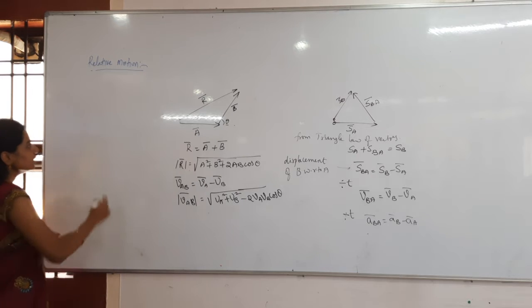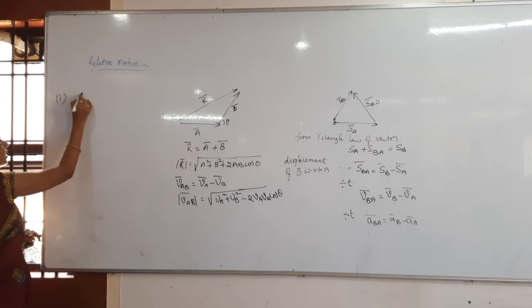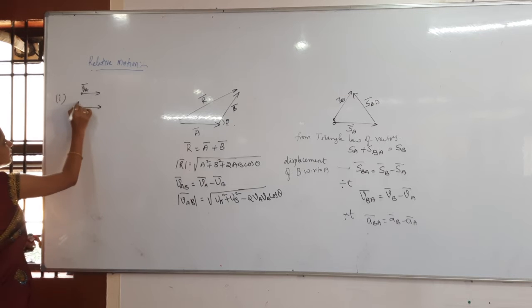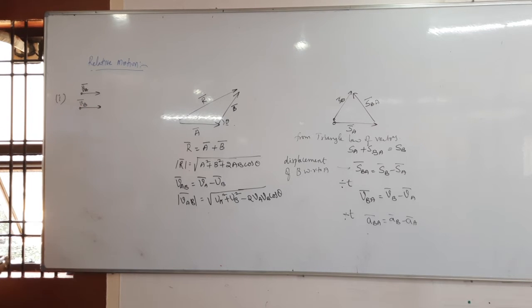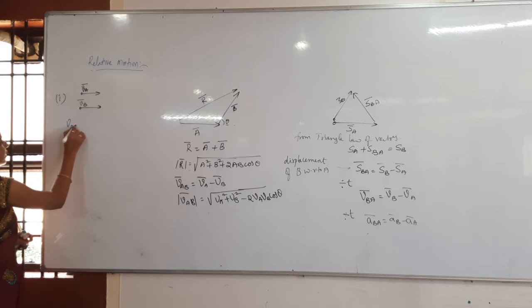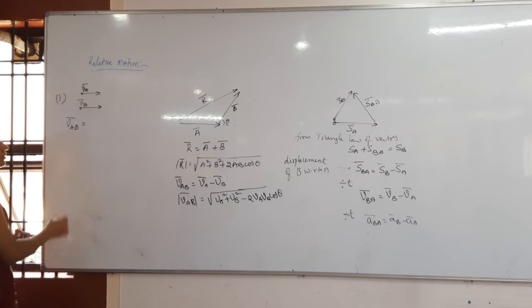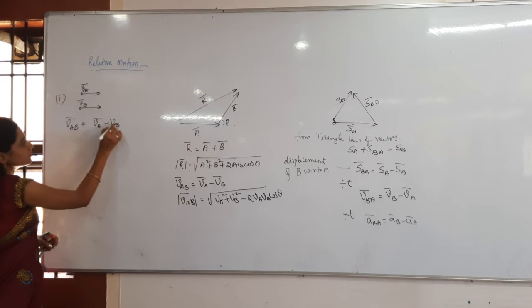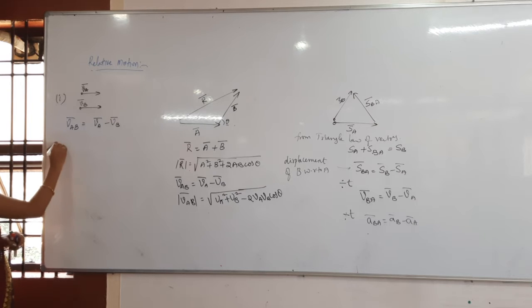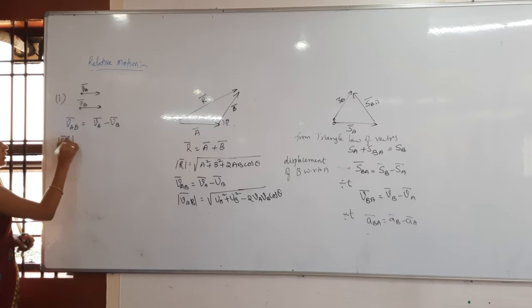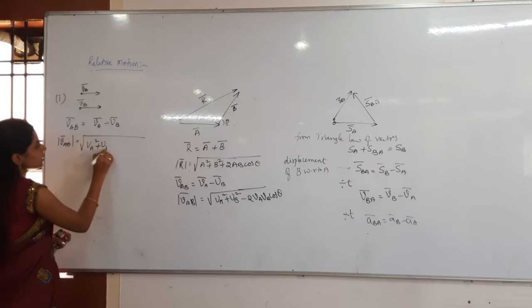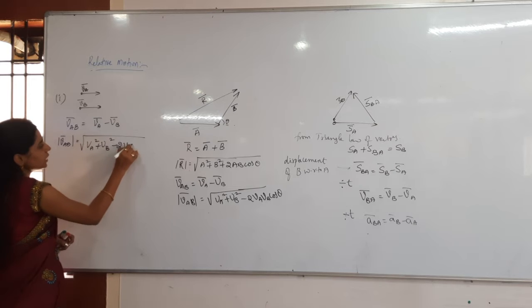Clear? Now, in the first case, whenever the bodies are moving in the same direction, let me take this as VA bar, the velocity of A, and this is the velocity of B, VB bar. Now I want to find the velocity of A with respect to B. VAB is equal to VA minus VB. Then the magnitude: modulus of VAB bar is equal to the square root of VA square plus VB square minus 2 VA VB cos theta.